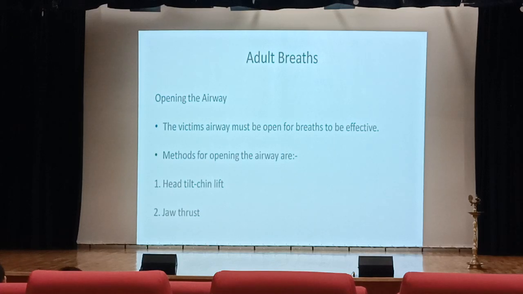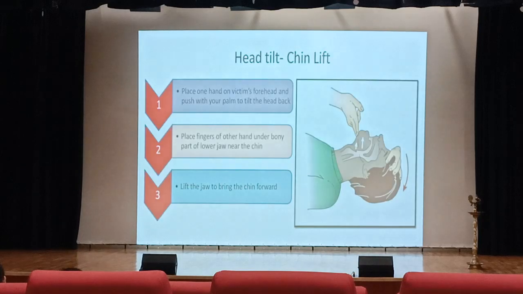So for providing adult breaths, first we need to open the airway. The victim's airway must be open for the breaths to be effective. So there are 2 methods. First is head tilt, chin lift, and second is jaw thrust.